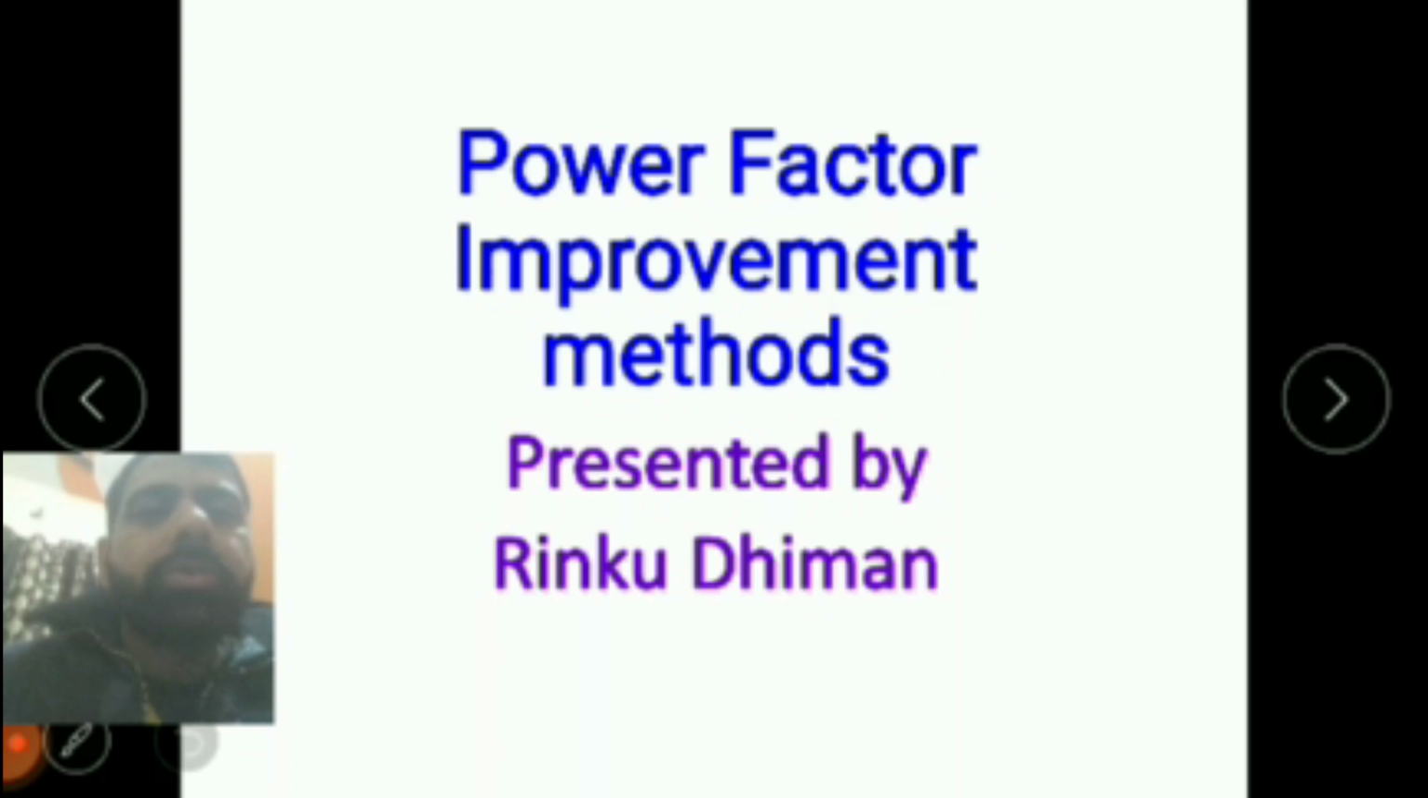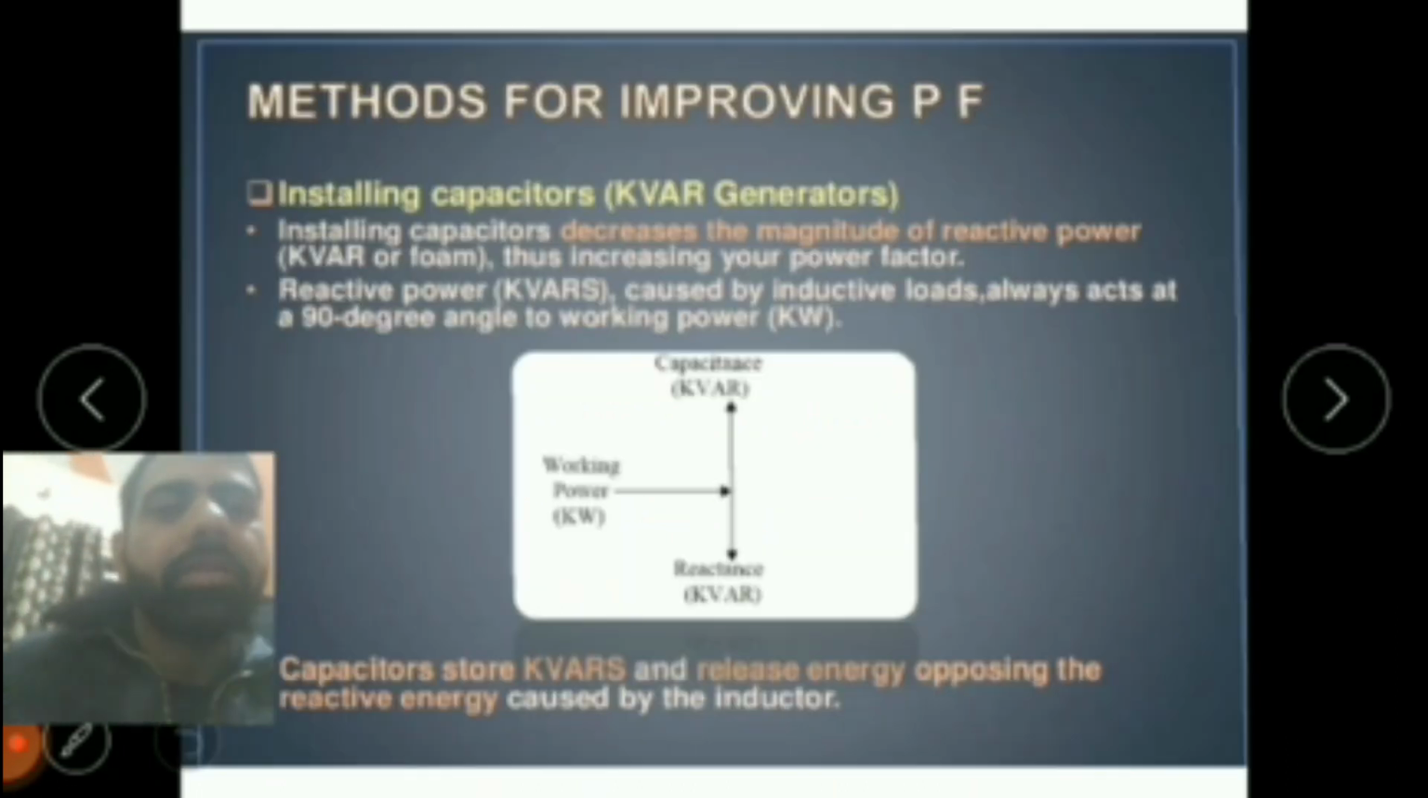So today I'm going to discuss another topic, power factor improvement methods. As I already discussed in my earlier lecture, power factor is the ratio of active power to apparent power. Here we will discuss the different methods: if we install a power factor correction device, what will be the impact on our electrical bill, and how much can we save by using this kind of method.